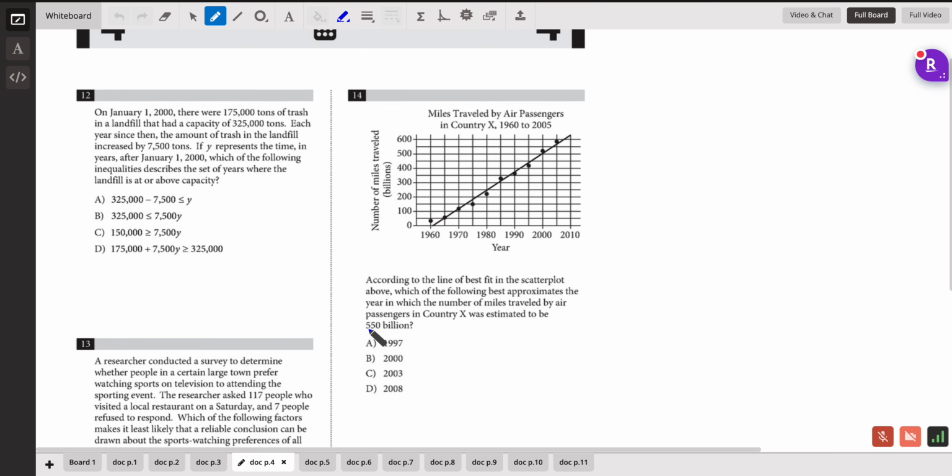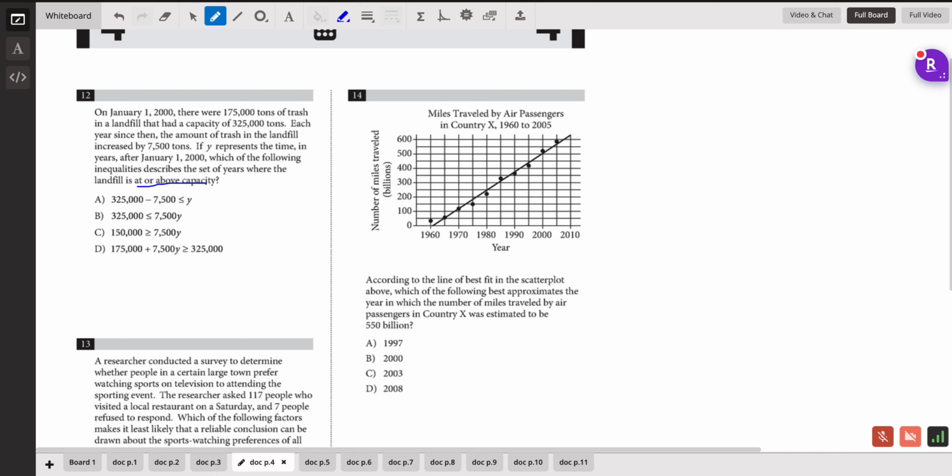All right, next problem, another inequality. On January 1st, 2020, there were 175,000 tons of trash in a landfill that had a capacity of 325,000 tons. Each year since then, the amount of trash in the landfill increased by 7,500 tons. If Y represents the time in years after January 1st, 2020, which of the following inequalities describes the set of years where the landfill is at or above capacity? So that means above 325,000.